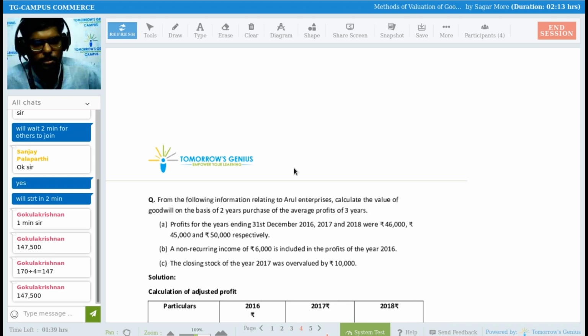Can you read this question? I'm giving you 2 minutes. Just read this question. Let me know afterwards what you understood. After reading the question, what you understand, please let me know, and I will discuss with you. Read this question and each and every adjustment which effect we have to provide. Right, Sanjay? Gokul? Yes, sir. Okay, just read this question. Adjustments are slightly different, but I need to check your understanding.